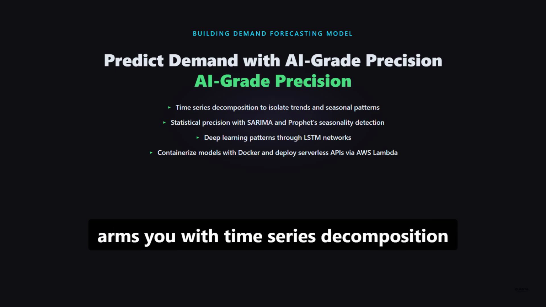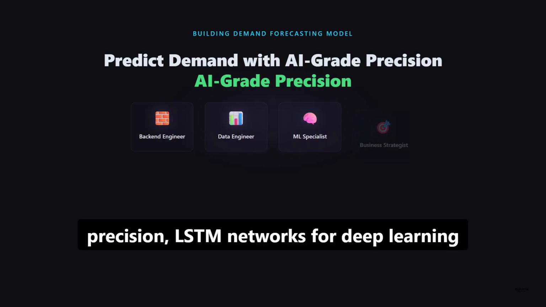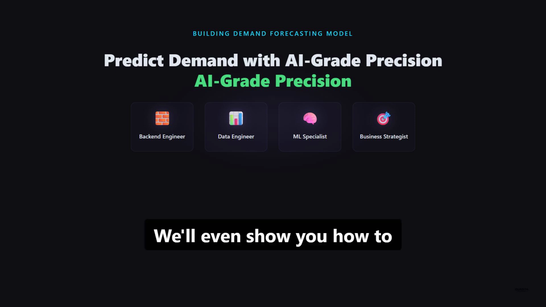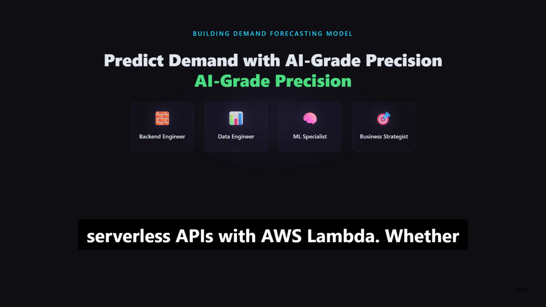This skill arms you with time series decomposition to isolate trends, SARIMA for statistical precision, LSTM networks for deep learning patterns, and Prophet's robust seasonality detection. We'll even show you how to containerize models using Docker and deploy serverless APIs with AWS Lambda.